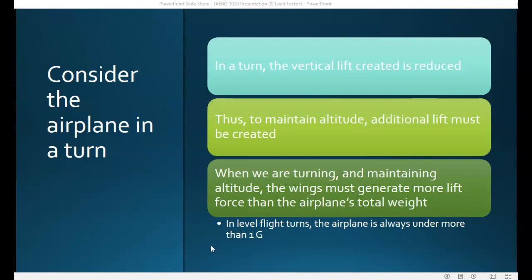If an aircraft is in straight and level flight, in other words, it's not climbing, it's not descending, and it's not turning, the aircraft is under a load factor of 1 G. When that same aircraft is in a level banked turn, some of the vertical lift created by the wings is transformed into a horizontal component of lift to turn the aircraft. So in a level banked turn, the vertical lift that was created is reduced, and additional lift must be created in order for the aircraft to maintain altitude. When an airplane is turning and maintaining altitude, the wings are generating more lift than the airplane's total weight.